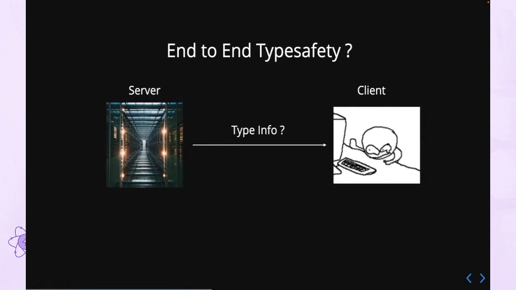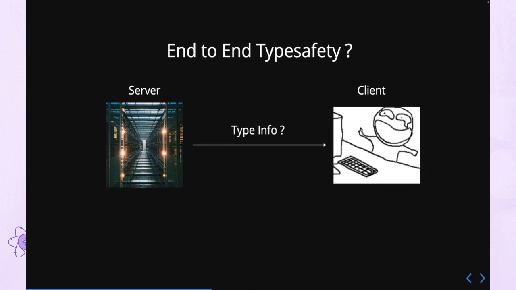So okay, now coming on to end-to-end type safety. We have a server, we have a client. We need to ensure type safety from our server to our client. And this is the user using your client, using your application which you have over-engineered. But again, we need to fill this sort of black box: how do we share type info from server to client? We don't have a methodology to do that.